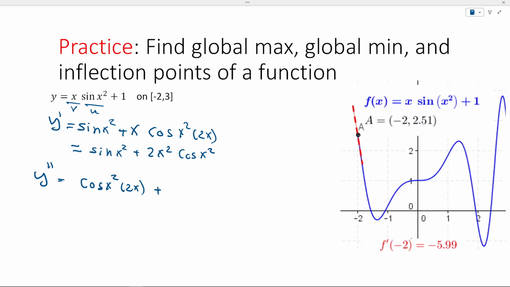Plus here, so this is the derivative of the first guy times the second guy, then the derivative of the second guy times the first guy. So the derivative of this guy would be 4x cosine x squared, plus 2x squared times the derivative of this guy. The derivative of this guy would be negative sine x squared. So I'll put here negative sine x squared times 2x, okay?